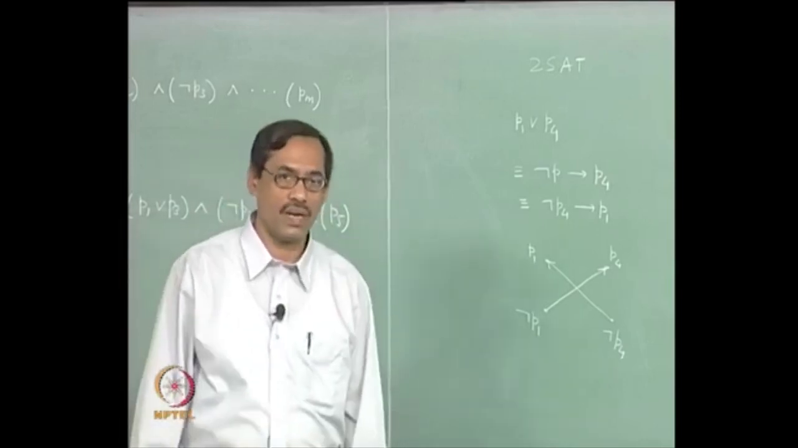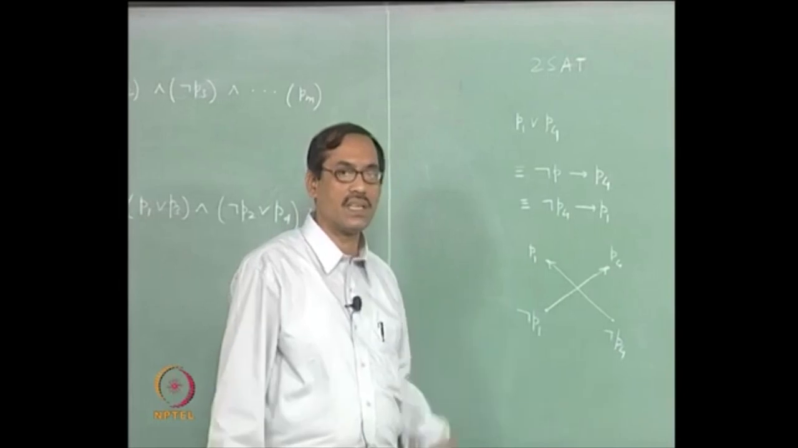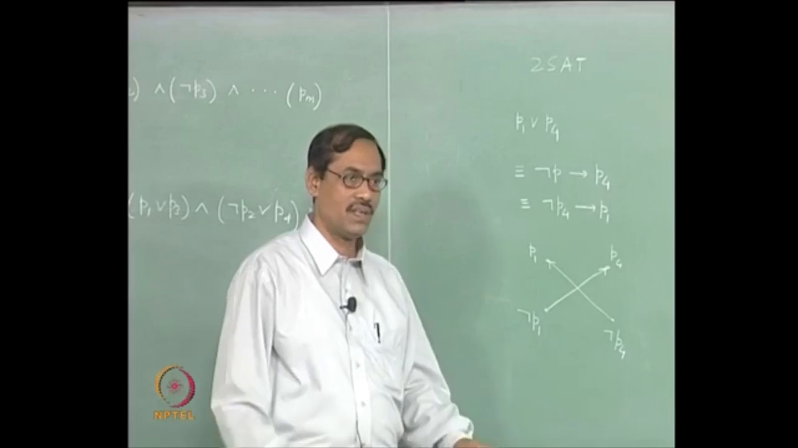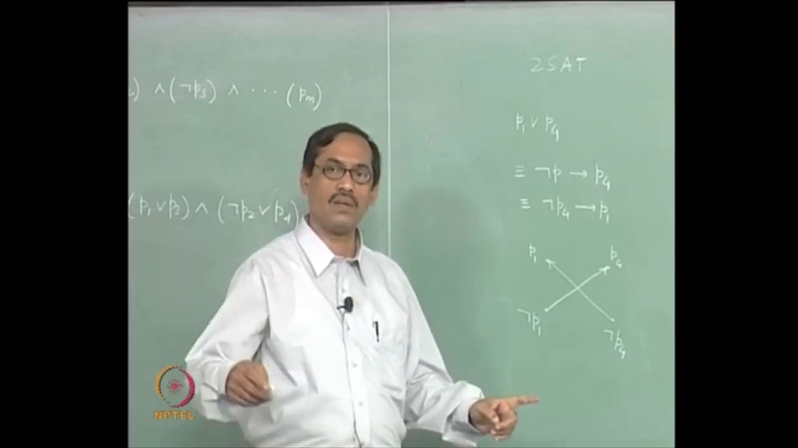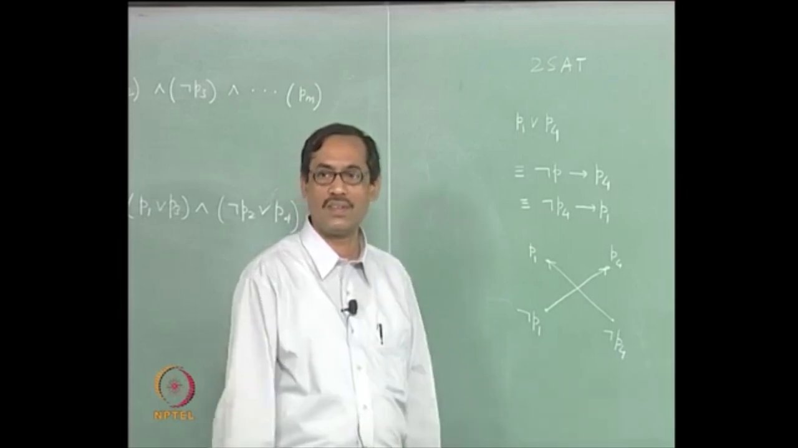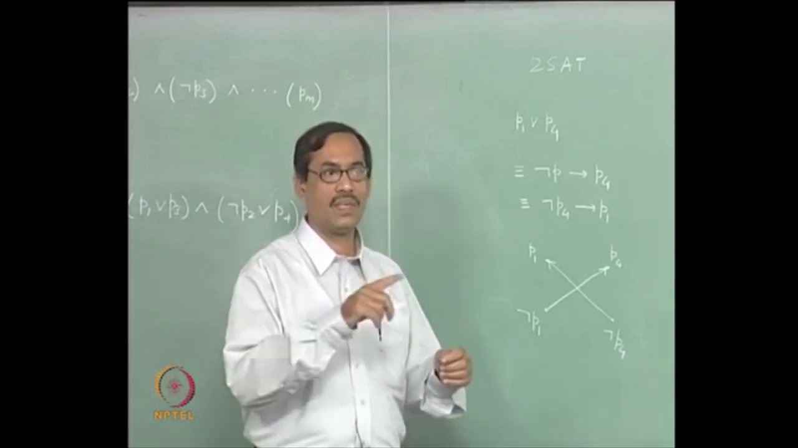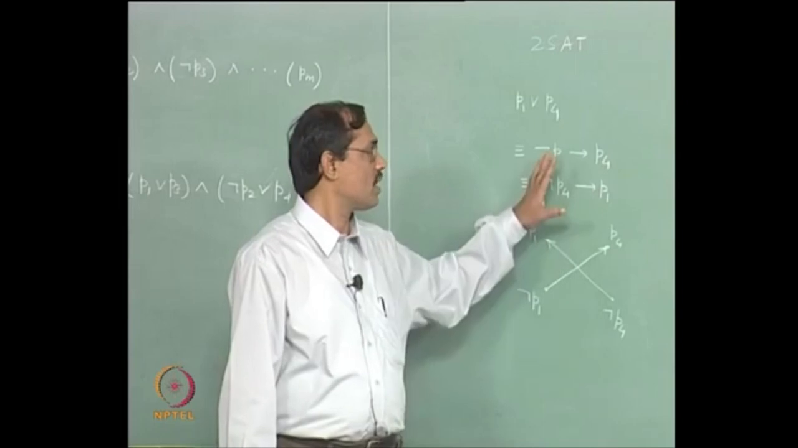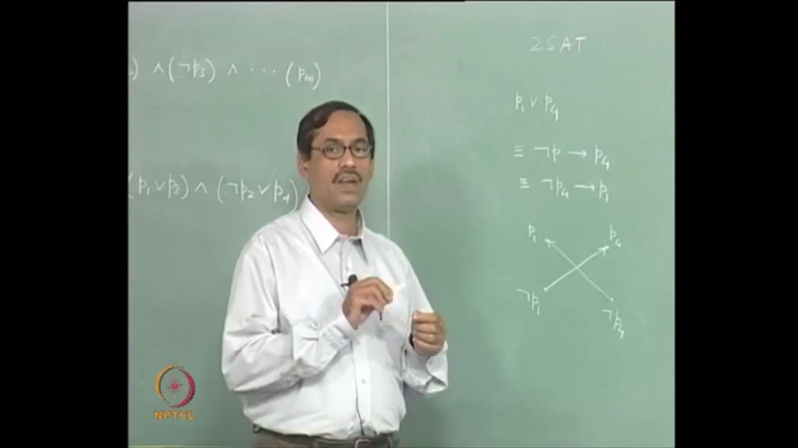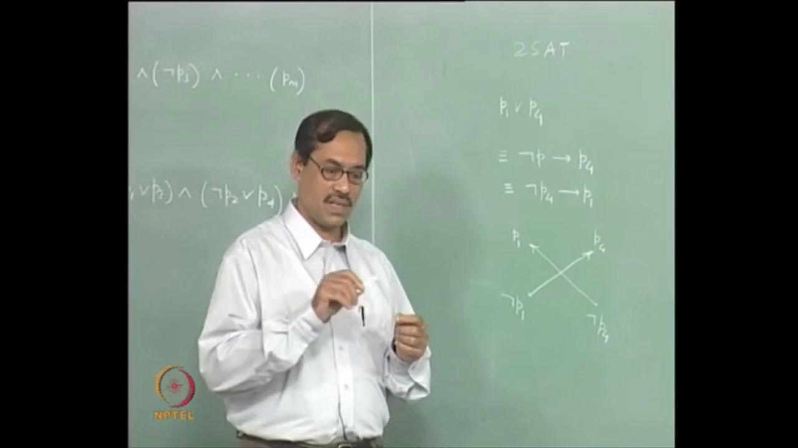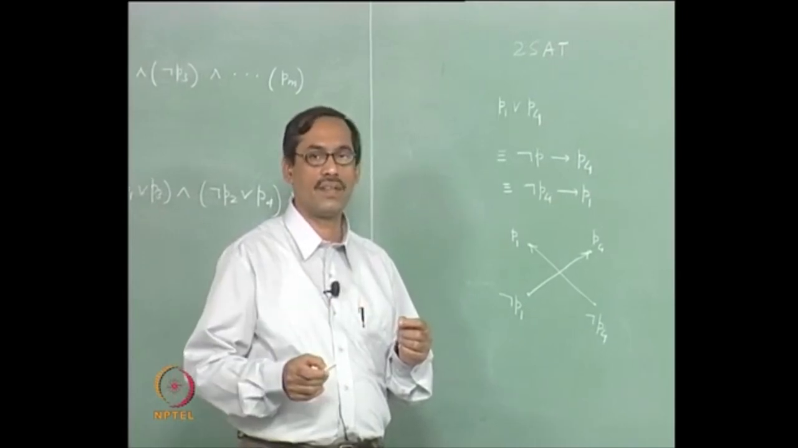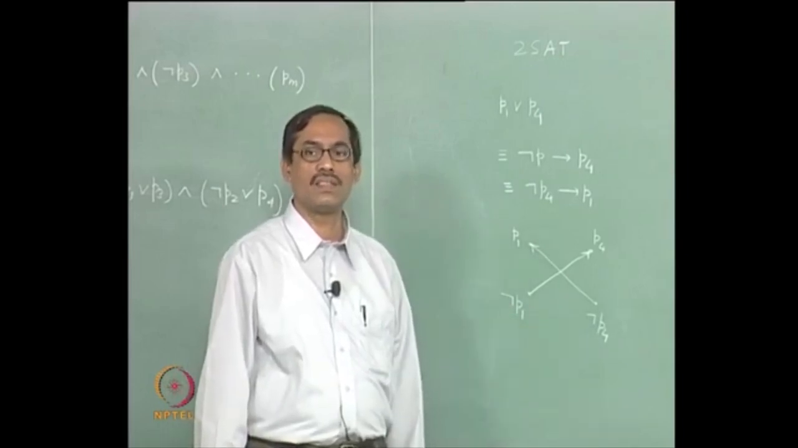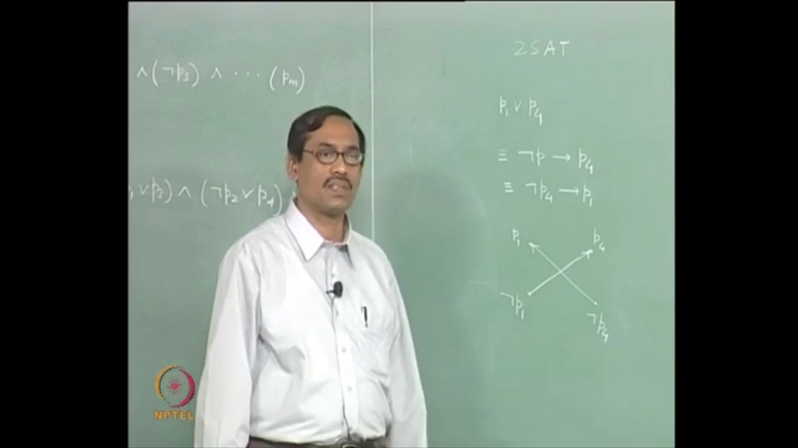Once the graph construction is over, the formula will be unsatisfiable if and only if there is a path from some literal p to its negation, and automatically there will be another from not p to p also. So you have a cycle: p to not p to p again. So in this graph, suppose you get a cycle from some p to p itself, but coming via not p, then the original 2 CNF is unsatisfiable, and conversely, this can be proved. So it is just a graph search problem for the cycles.